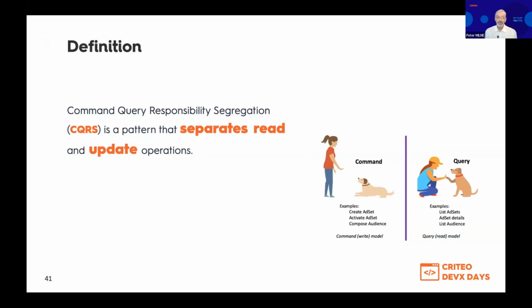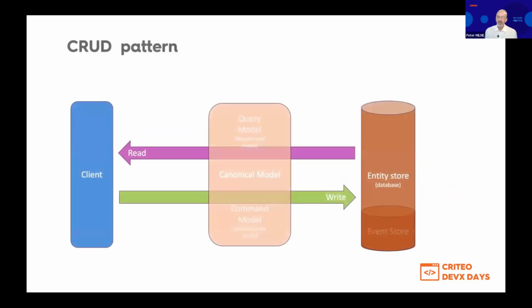So CQRS separates the read from the update. It's as simple as that. So the CRUD pattern, which is create, read, update, delete, or insert, select, update, and delete, is where we've taken a canonical model and we build read and write models from it, and it's all the one thing. This is your classic application that talks to a database.